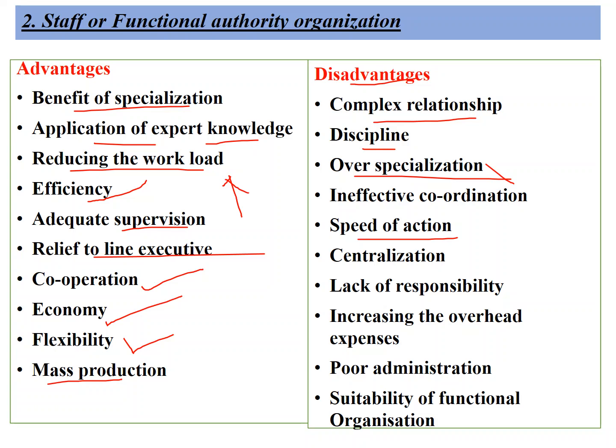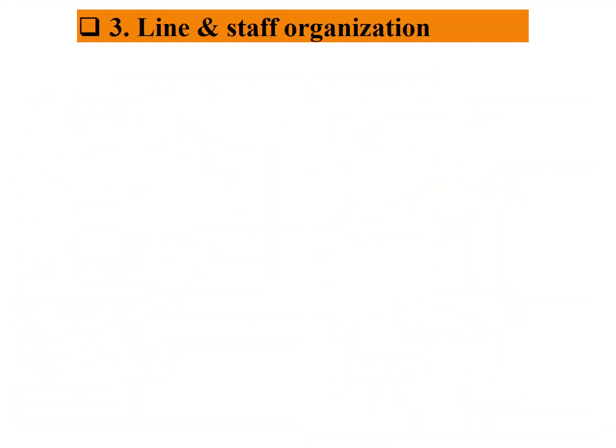Lack of responsibility may be there. Concern for anything that happens outside their department causes obstacles in communication and cooperation. That means lack of responsibility, increasing overhead expenses, and poor administration. These are some disadvantages of this staff functional organizational structure. Next, we are going to study line and staff organization.